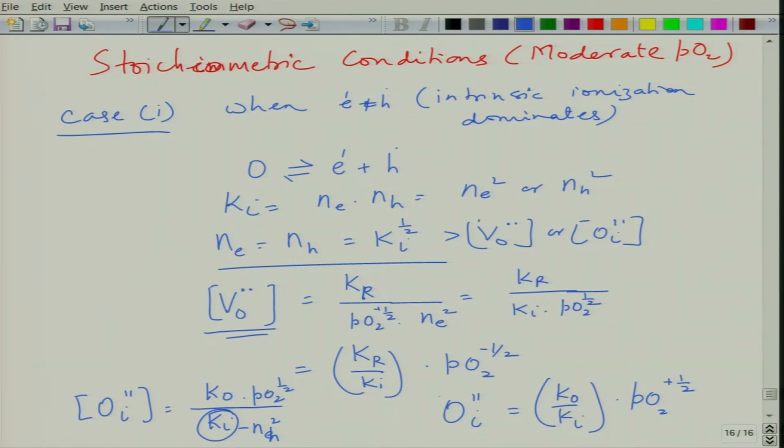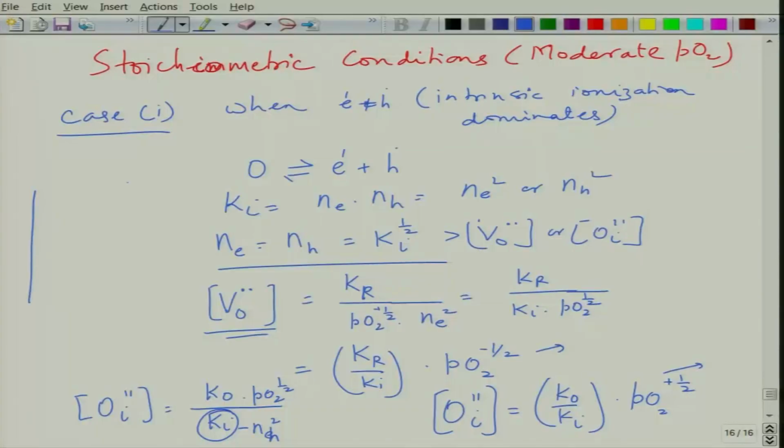So, in case of oxygen vacancies, the relationship goes as minus half. In case of oxygen interstitial, it goes as plus half. Instead of plus 1 by 6, we have a case of plus 1 by 2. Between the two limiting regions, this is how the variation will occur. So, this is in the stoichiometric region. Within the stoichiometric region, this is one limiting condition, let us say L1, this is L2, as a function of PO2. Within this region, Ne is equal to Nh.